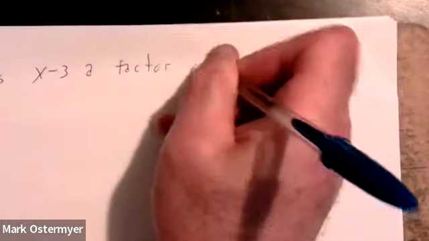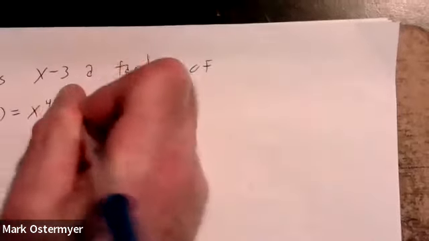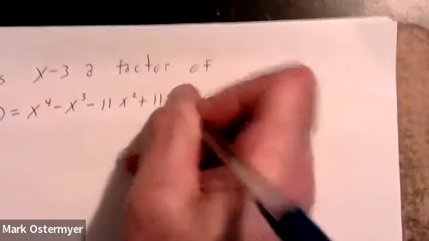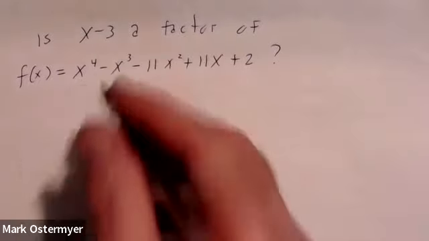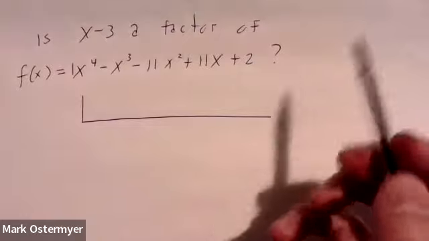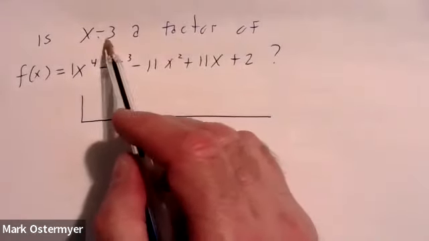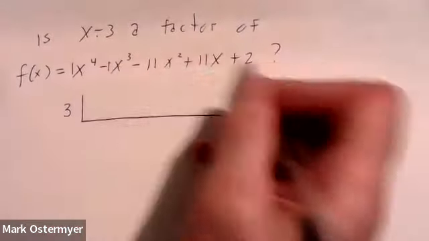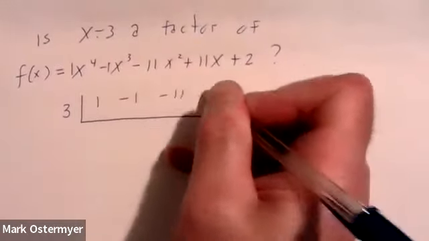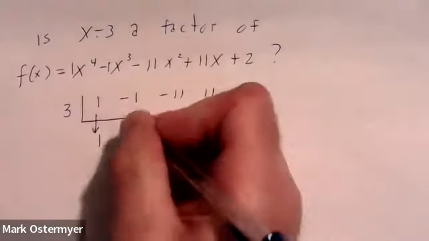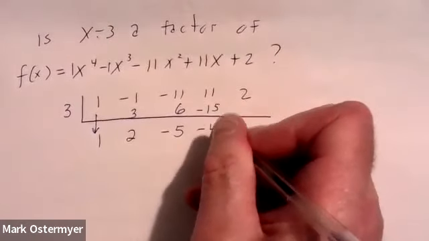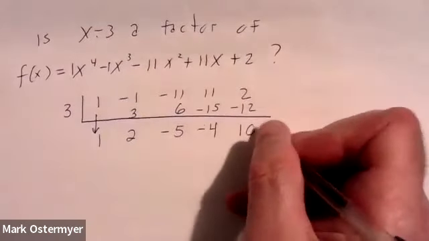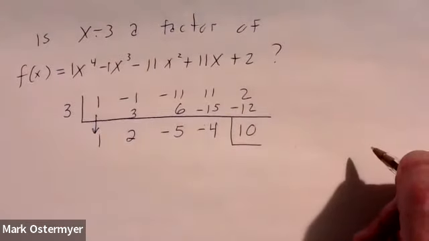All right, let's see. Is x minus 3 a factor of this polynomial? X to the 4th minus x cubed minus 11x squared plus 11x plus 2. Well, the easiest way to find out is to synthetically divide what into the coefficients? What am I going to divide in, 3 or negative 3? Better be positive 3. And notice we're not missing any powers of x in our polynomial. So in go the coefficients, and here comes synthetic division. 3 times 1 is 3. Add, you get 2. Multiply, add, multiply, add, multiply, and add. What's my remainder? Negative 10, correct?